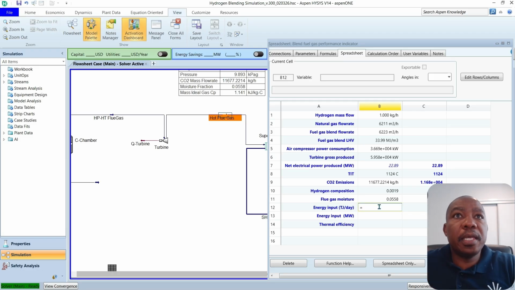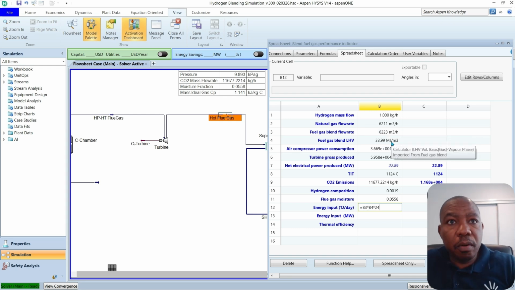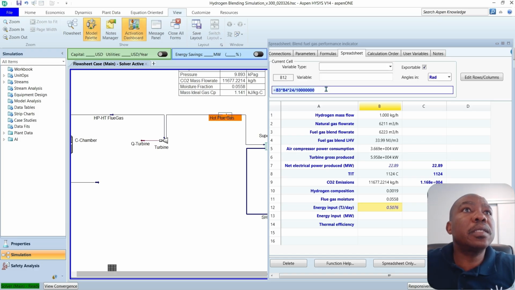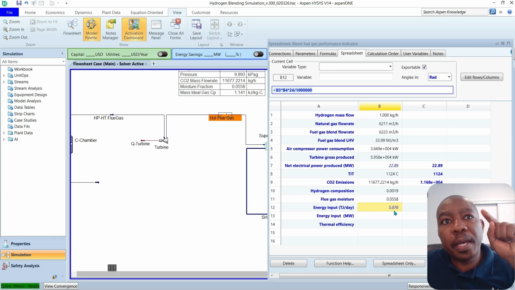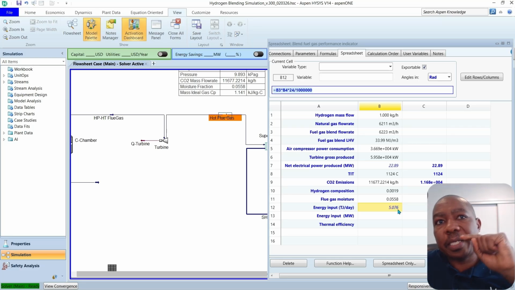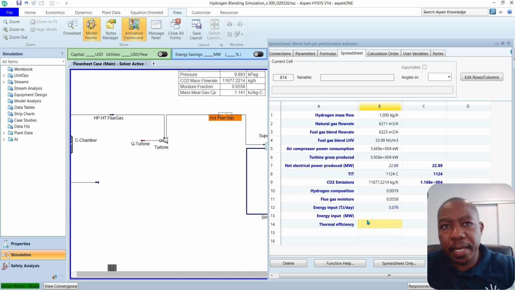That will be the fuel gas blend flow, which is B3, times the lower heating value, which is B4, times 24 divided by 1 million to make it terajoules per day. That doesn't look right. There's that amount, million. Yeah, that's 1 million. So you can see with that 1 kilogram per hour of hydrogen, we are already exceeding the target. The target is supposed to be 5.073, but it's not too much. It's just a heads up.